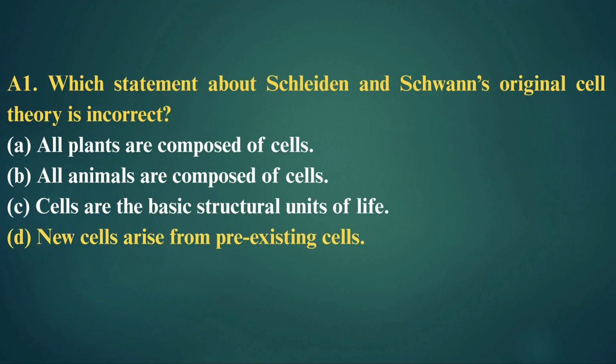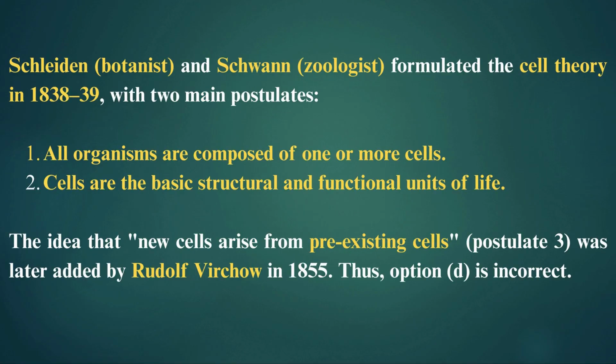Answer. The statement about Schleiden and Schwann's original cell theory which is incorrect is that new cells arise from pre-existing cells. Schleiden, botanist, and Schwann, zoologist, formulated the cell theory in 1838-39 with two main postulates. 1. All organisms are composed of one or more cells. 2. Cells are the basic structural and functional units of life. The idea that new cells arise from pre-existing cells, postulate 3, was later added by Rudolf Virchow in 1855. Thus, option D is incorrect.